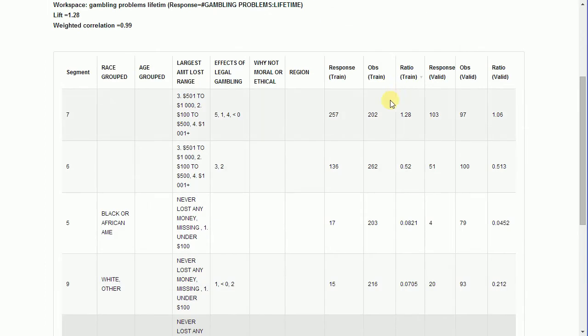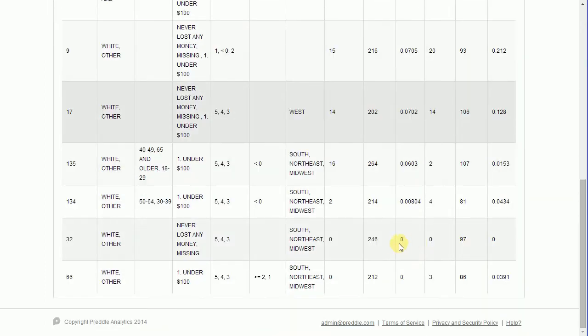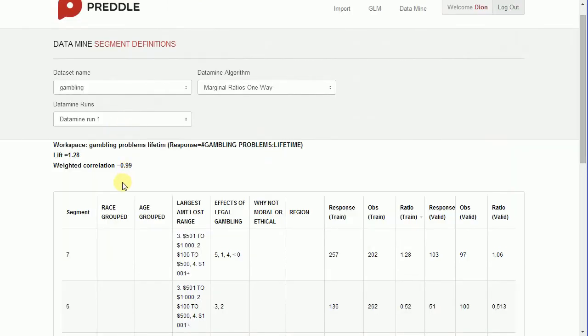So generally, where the training ratio is high, the validation ratio is also high, and where the training ratio is low, the validation ratio is also low, which is good. In fact, the correlation on this data mine run is 0.99. The maximum correlation possible is 1.00, so this is pretty close to the highest possible.